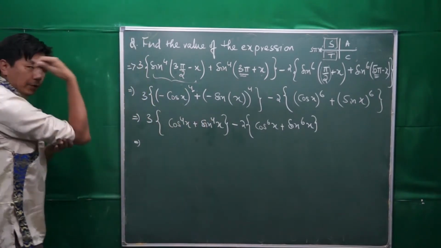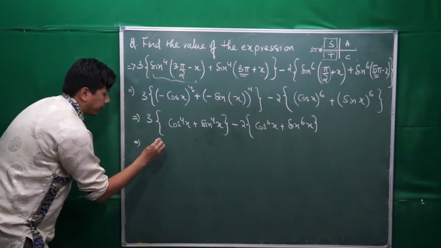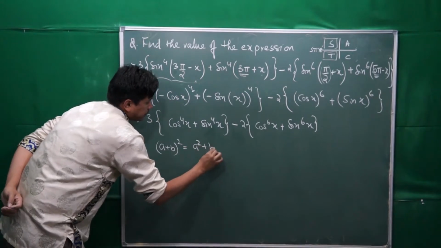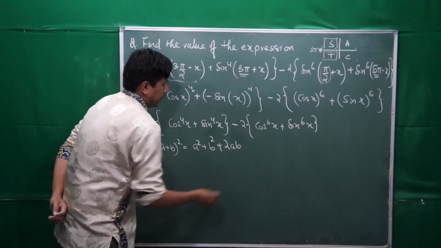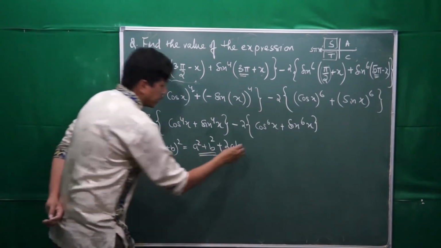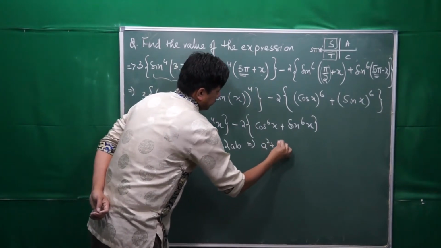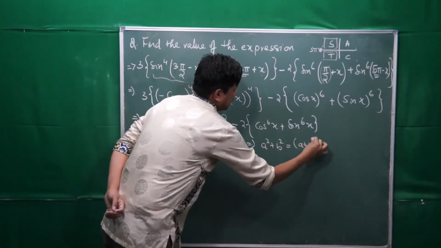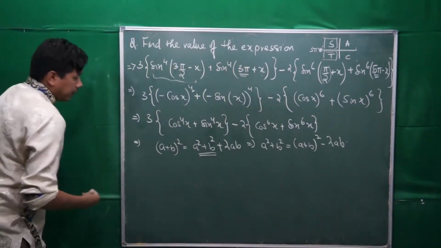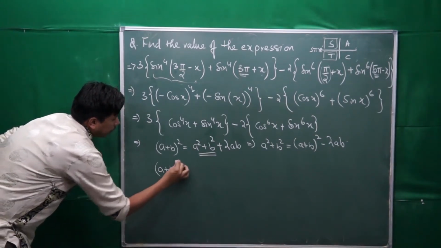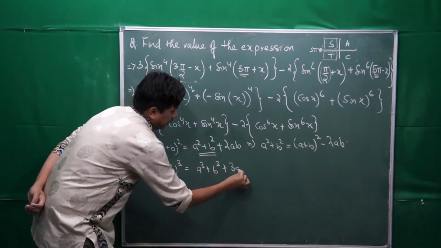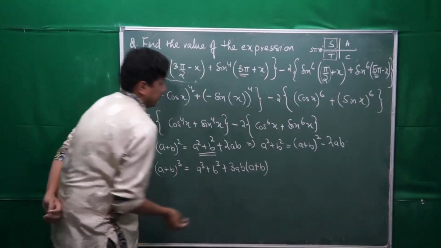Now, further moving on, how do you solve this one? To solve this, we need to take into consideration this formula. We have (a plus b) whole square equals a square plus b square plus 2ab. Or from here, if I find the value of a square plus b square, this would be (a plus b) whole square minus 2ab. And similarly, (a plus b) whole cube can be written as a cube plus b cube plus 3ab into (a plus b).